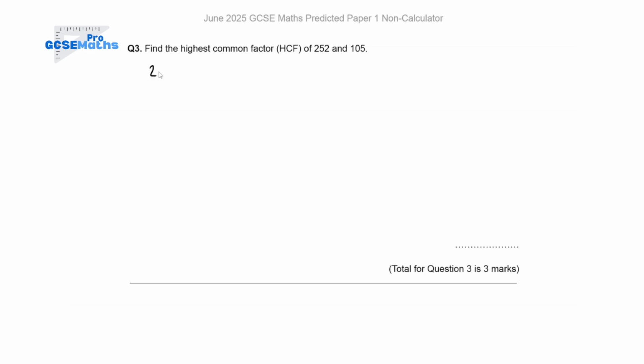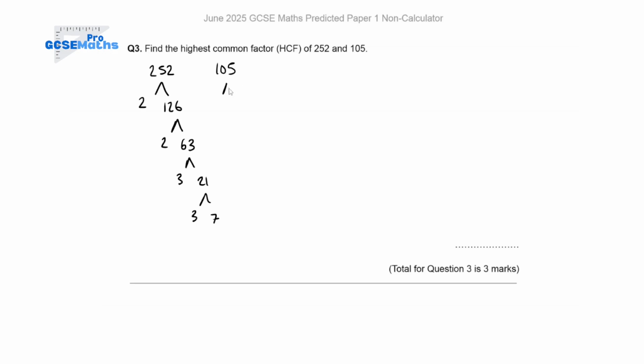I prefer to do this by using product of prime factors, factor trees. That's just my choice. You can do it differently if you like. So half of that, I normally start with, if they're even numbers, I'll start with just 2 until it's no longer even. Then I might have a look at 3 or 5. In this case, 3 would work. 3 again, and then 7 is my last one.